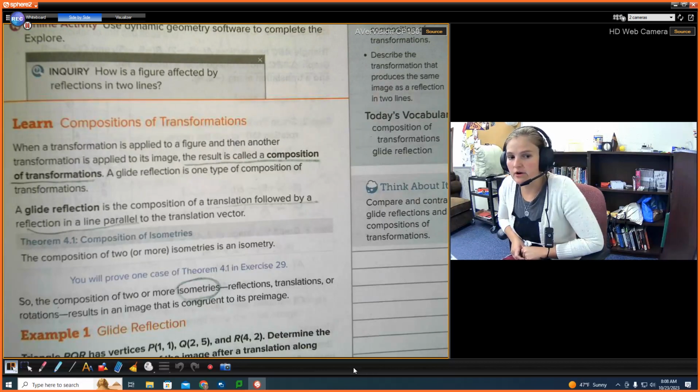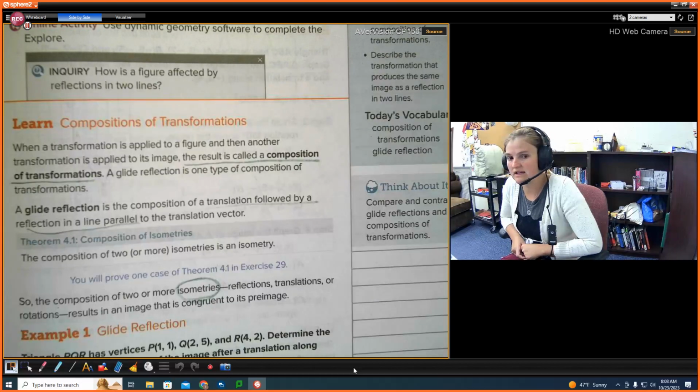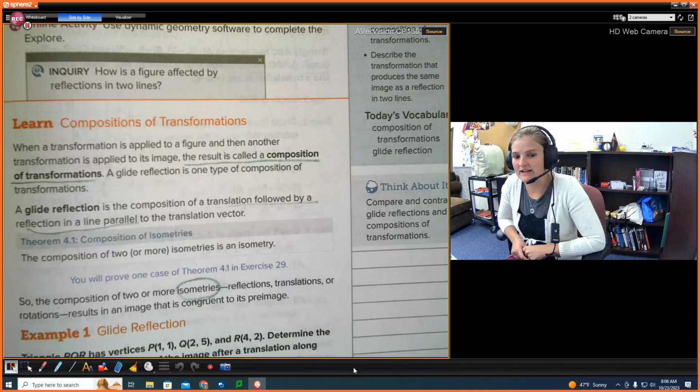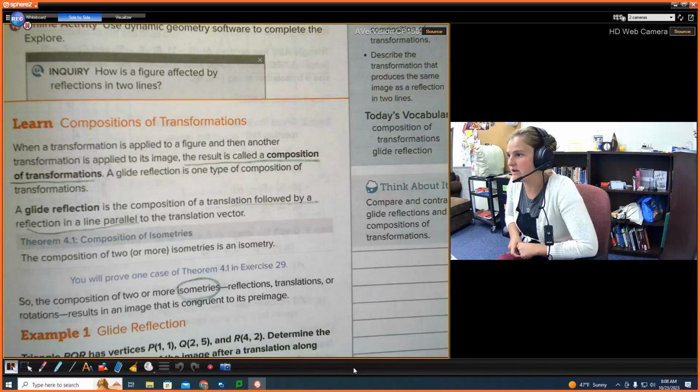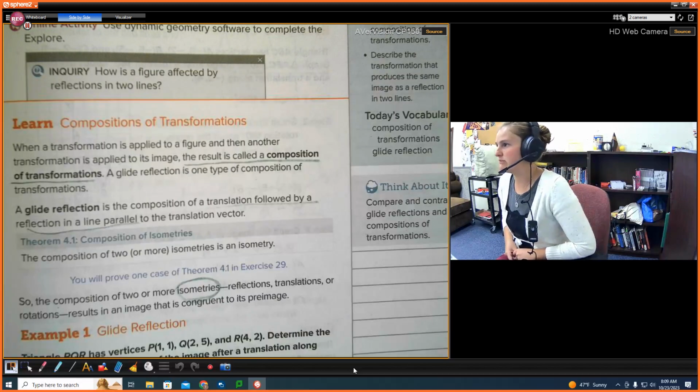Okay, so the next thing says a composition of two or more isometries is an isometry. So who knows what isometry is? Yes. Reflections, translations, or rotations. So isometry is a transformation, right? A rigid transformation. Who knows what the word rigid means? It means that the shape will be the same size and the same shape. So the transformation doesn't change the shape or the size, but it still moves it.